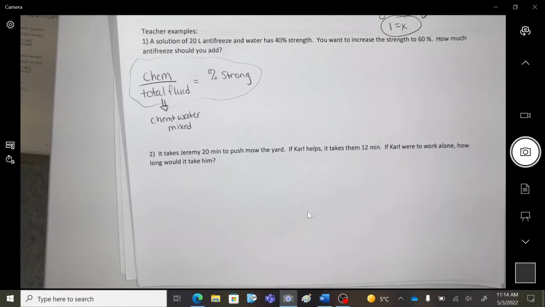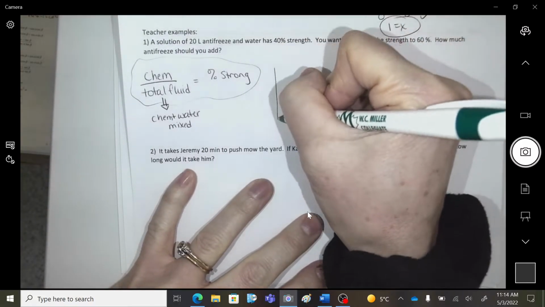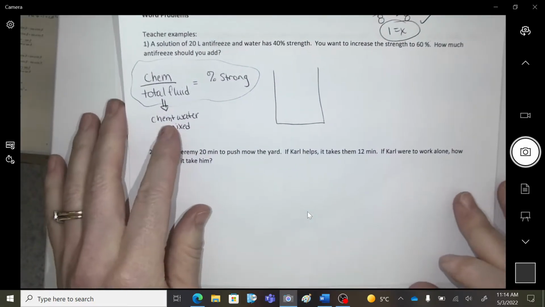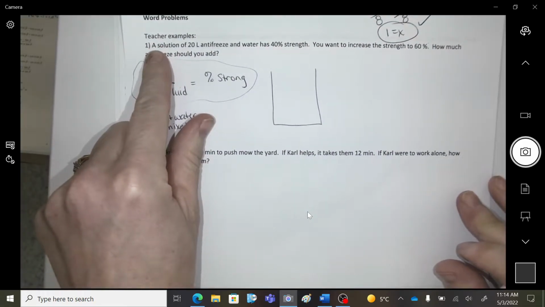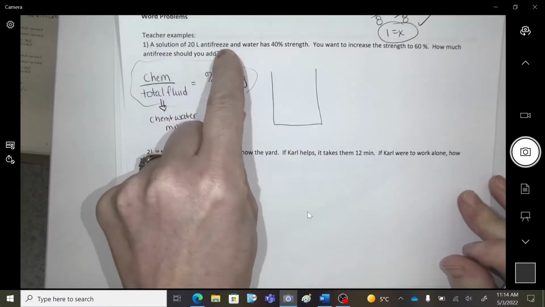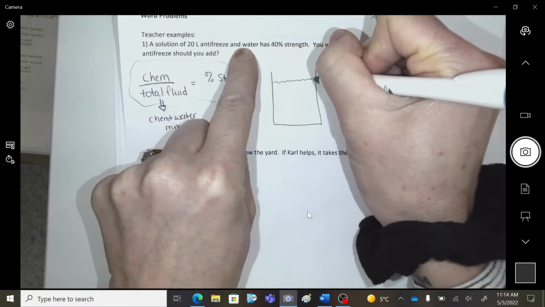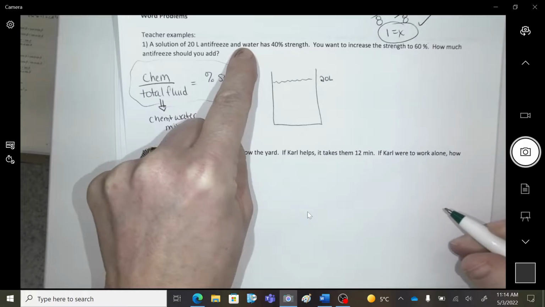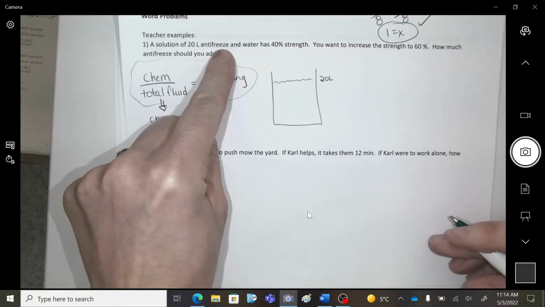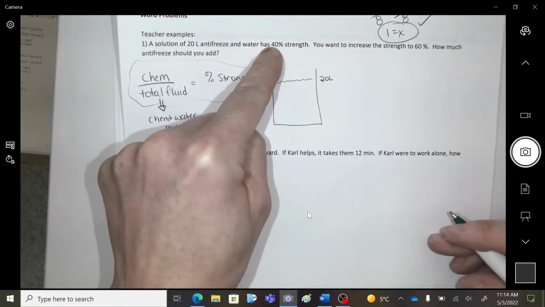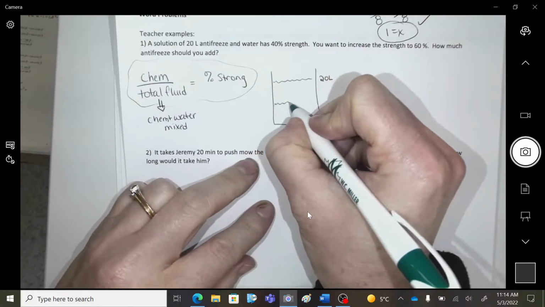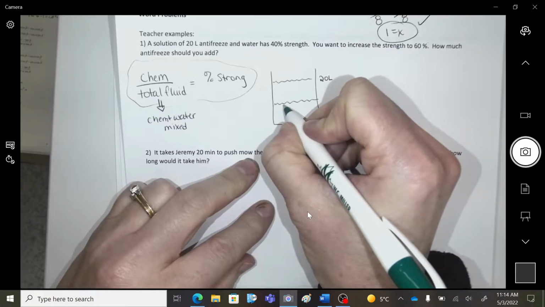Okay. I'm going to draw you a little bit of a visual here. So here's my beaker cup or whatever I have. I have a solution of 20 liters of antifreeze and water. So there's 20 liters of mix. It's mixed. And it's 40% strong. So 40% is antifreeze.